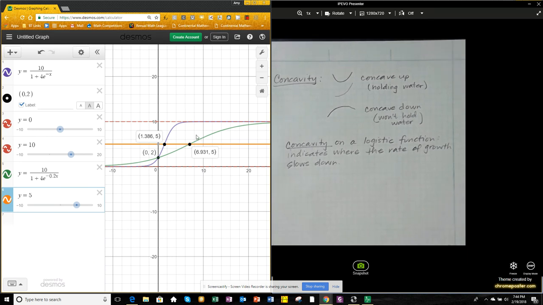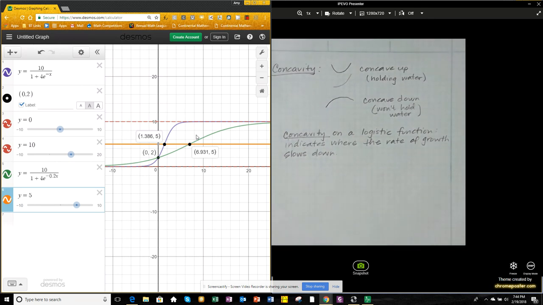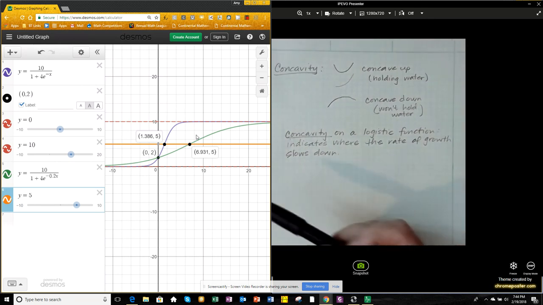Okay, so that's why concavity is important on a logistic, because then you know when the tide is changing and the population growth starts slowing down. That's an important point to know how to find.